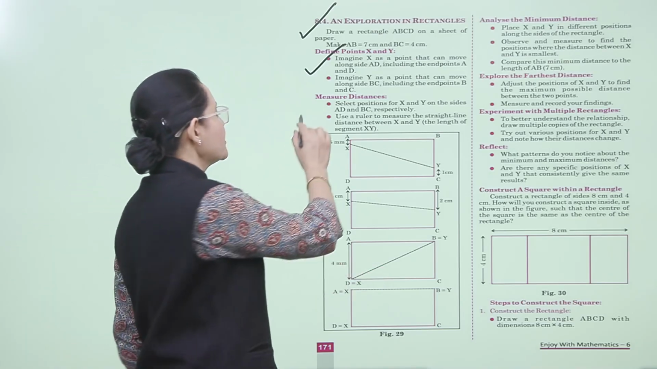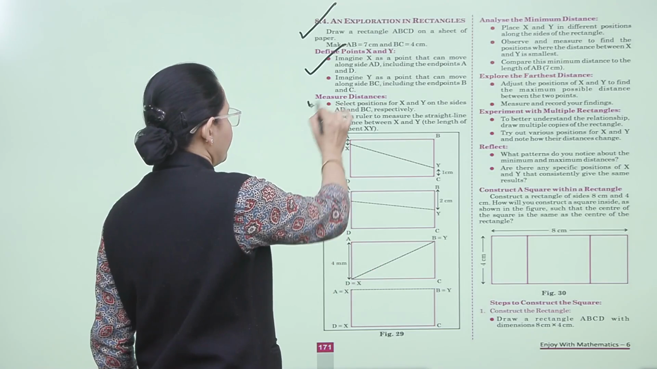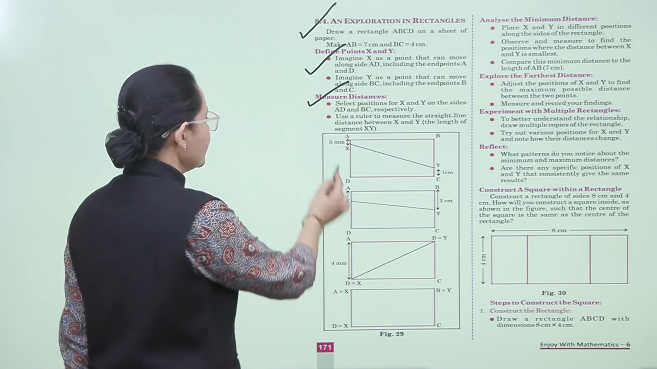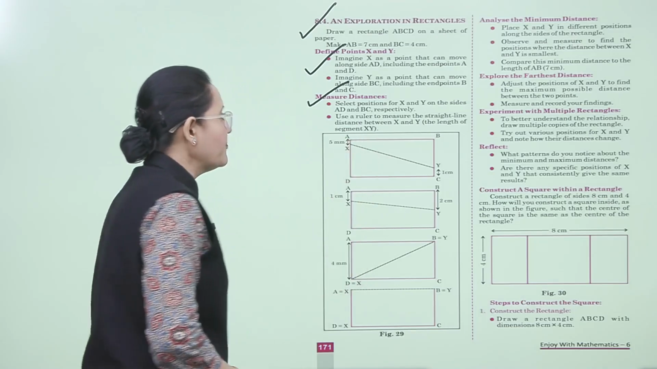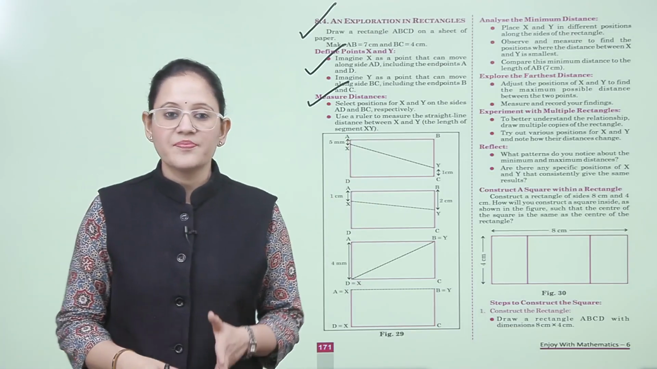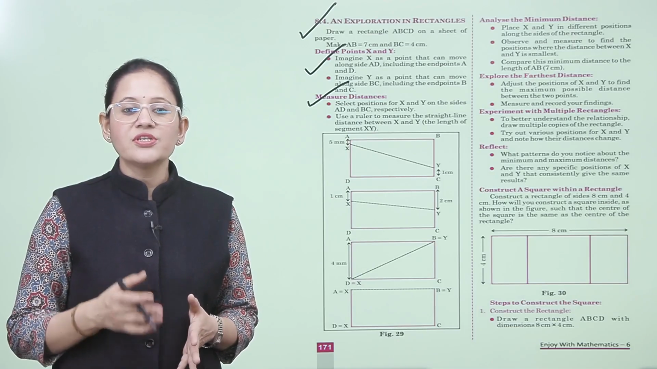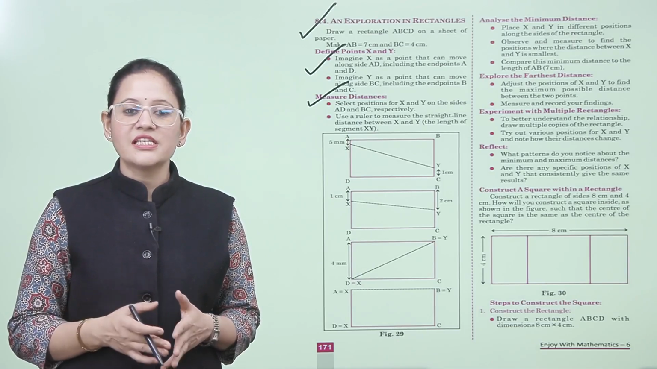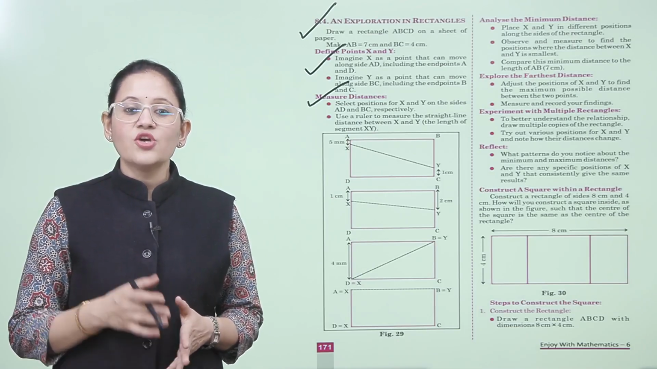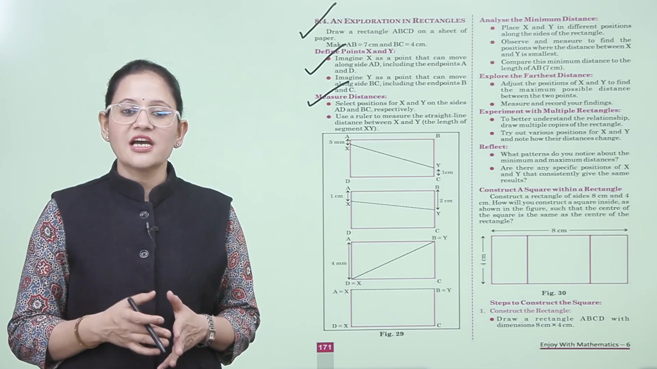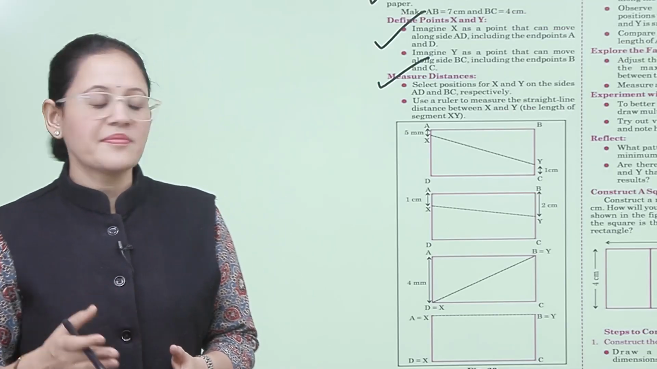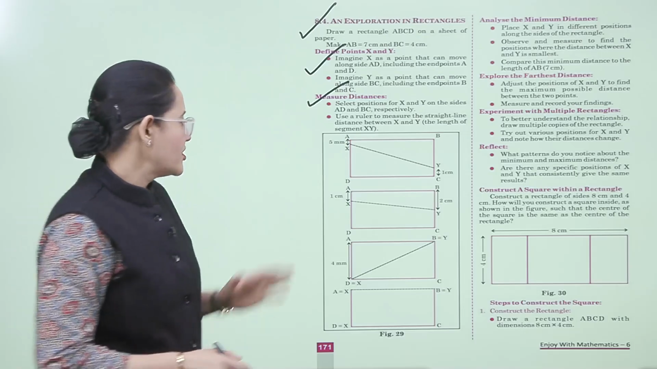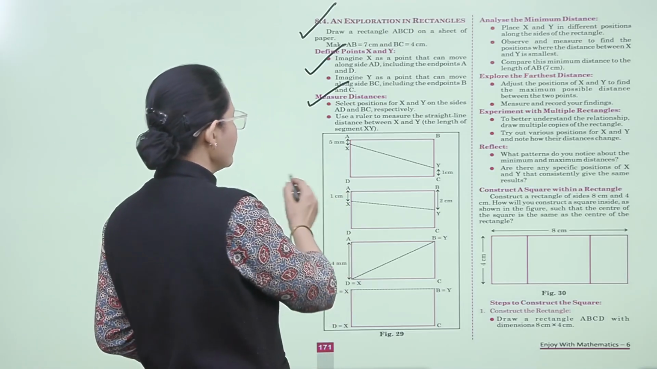Next is to measure the distance. Like here you can see these are the points X and Y which can move. Clear? Next is measuring distance. Select position of X and Y on the sides AD and BC respectively. Use the ruler to measure the straight line distance between X and Y, the length of the segment XY. So, these are the different situations here.